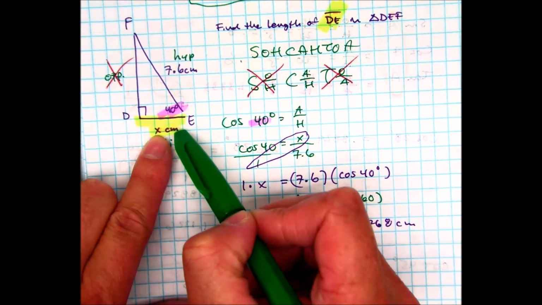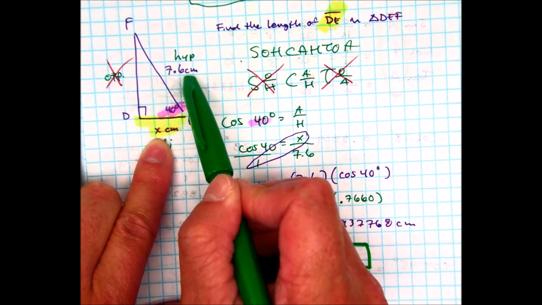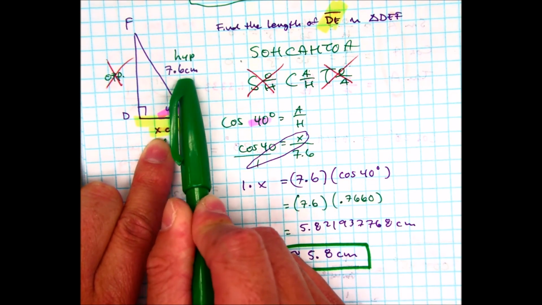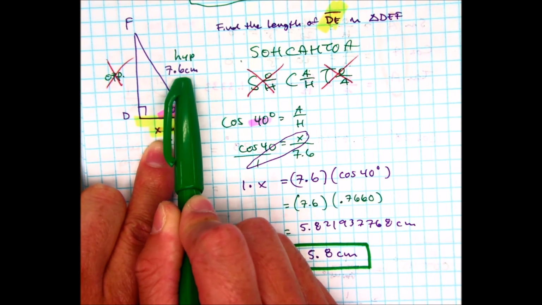The adjacent side has to be smaller than the hypotenuse because the hypotenuse is the longest side, so my answer must be smaller than 7.6. If it's bigger, something went wrong, look back.